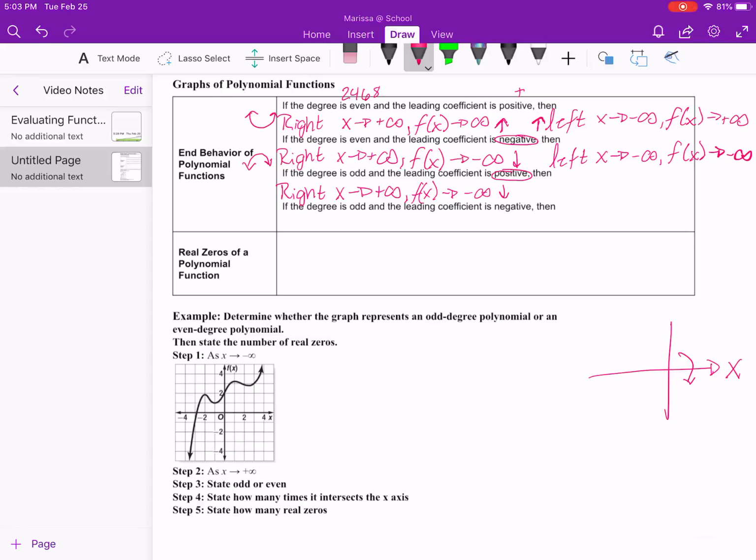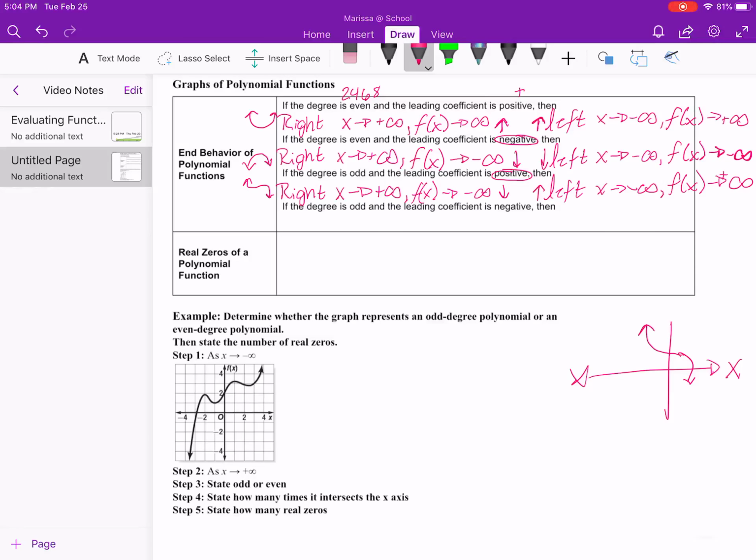On the left side, as x approaches negative infinity, remember those are the smaller numbers, then my graph is getting larger. So it's approaching positive infinity. So it's going up. So the left side would be going up. So this time I've got something that looks maybe something like that. I'm getting lower and I'm getting higher.